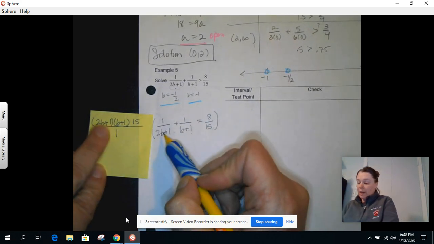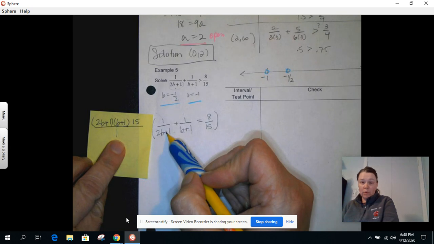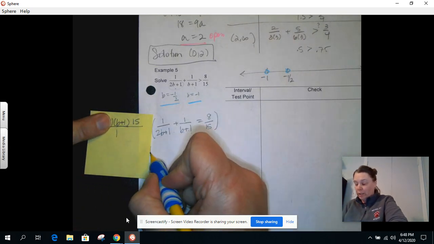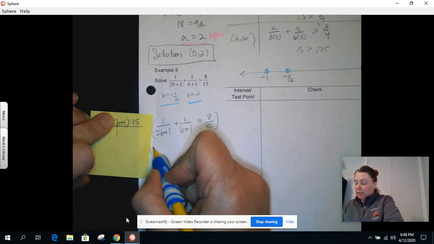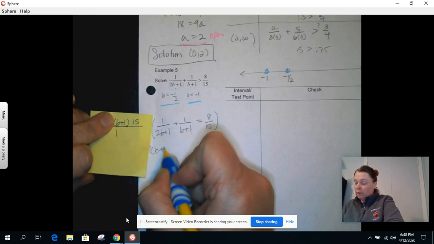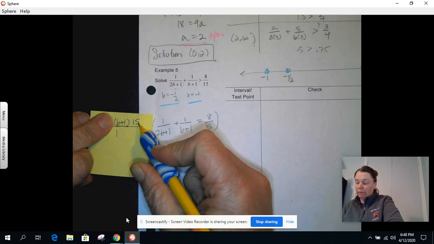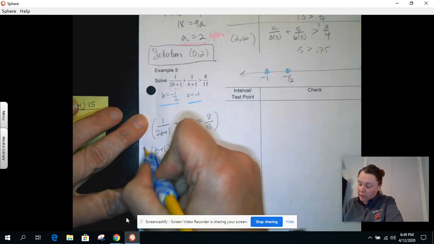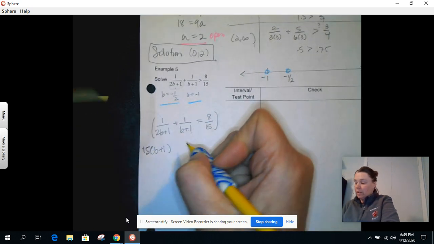So when I multiply this times the 1 over 2b plus 1, the 2b plus 1's cancel. So I have this one here, which you don't really need to write, times b plus 1 times 15. I'm going to put my 15 in the front, just 1 instead of 1 times 15. I'll just have the 15 here. Okay, that's the first part.